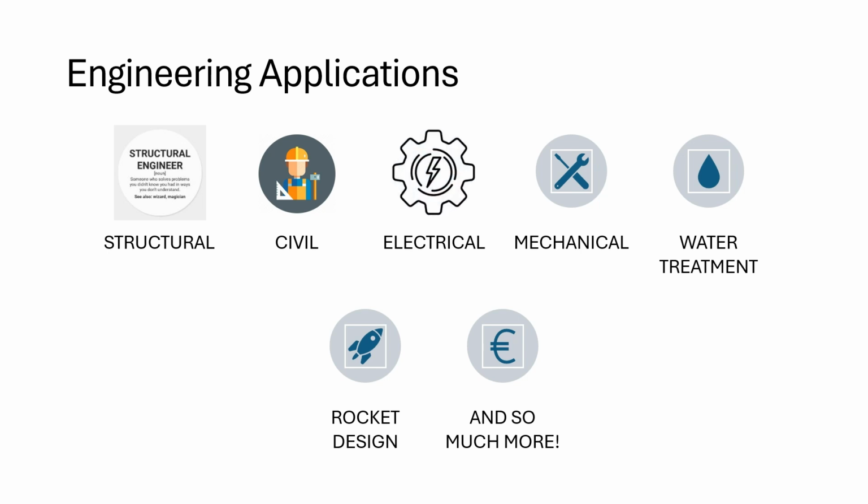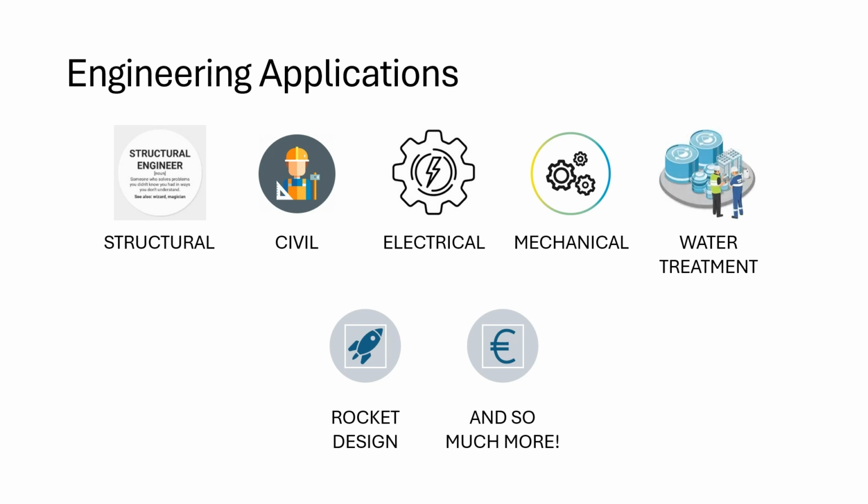In electrical engineering, we're going to use calculus to determine voltage and current through capacitors, along with like wire lengths and a bunch of other things. In mechanical engineering, we're going to use calculus for things like household items, vehicles, and many more things. In water treatment, engineers are going to use calculus to understand chemical reactions and help remove contaminants from the water. And in rocket design, we're going to use calculus for thrust and optimizing rocket trajectory.